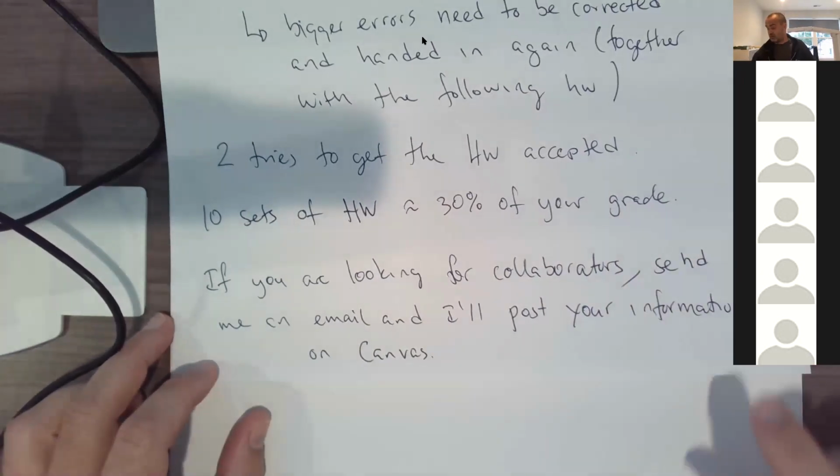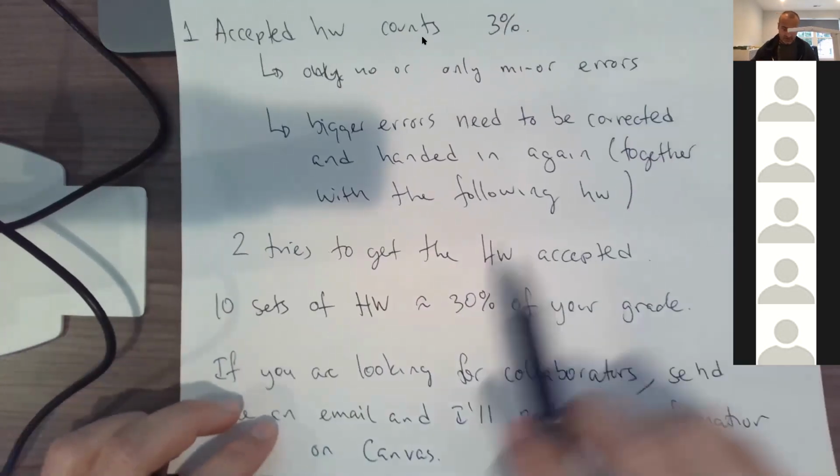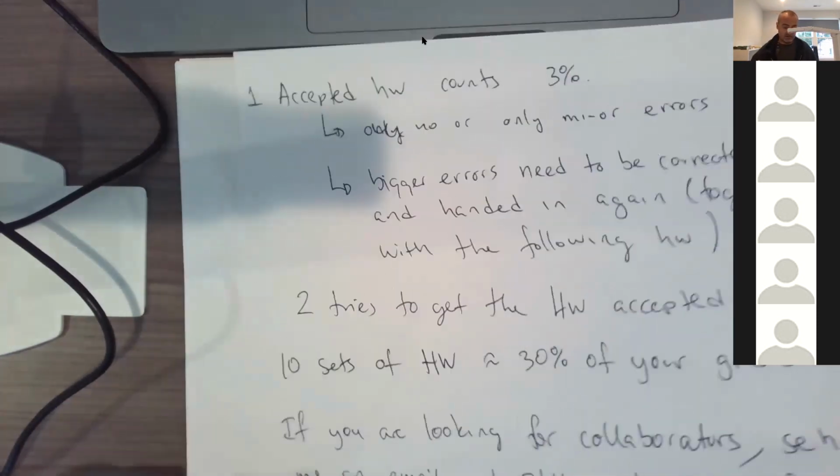Okay, so this was about the homework. As you can see, that leaves 70% of your grade. So let me talk about the last 70%.